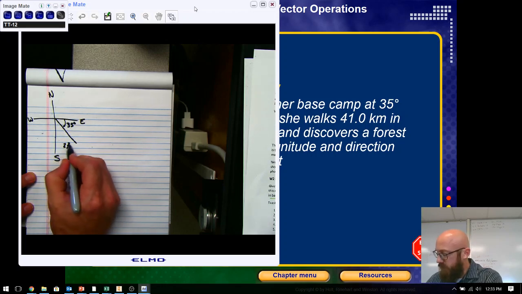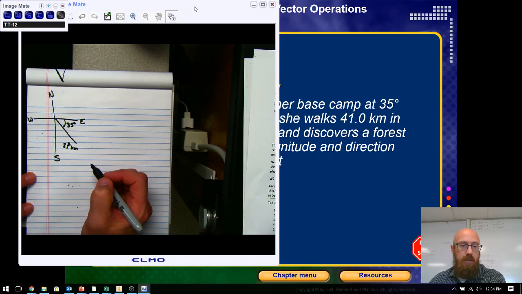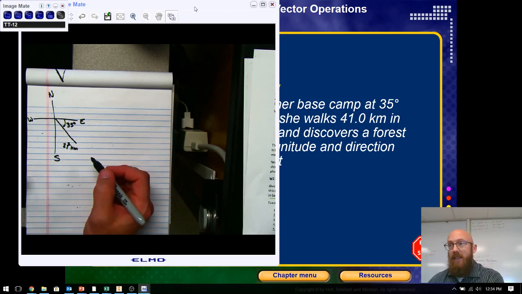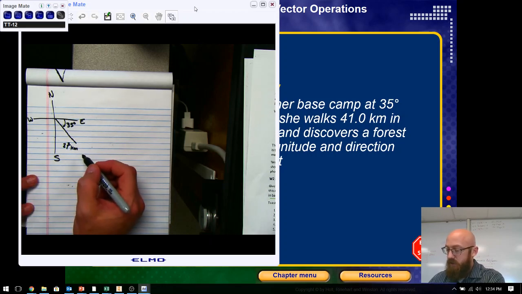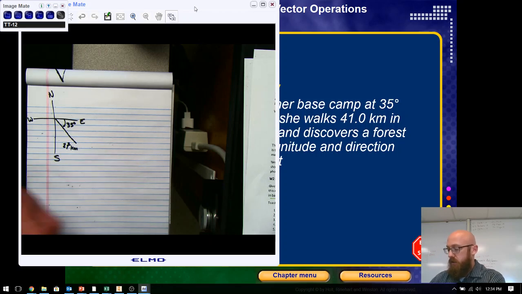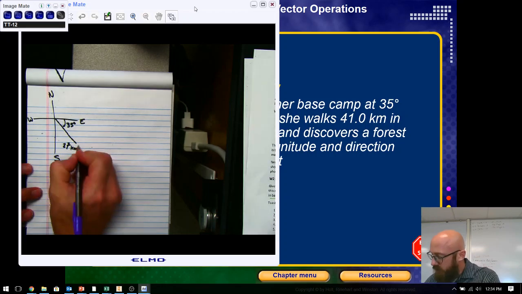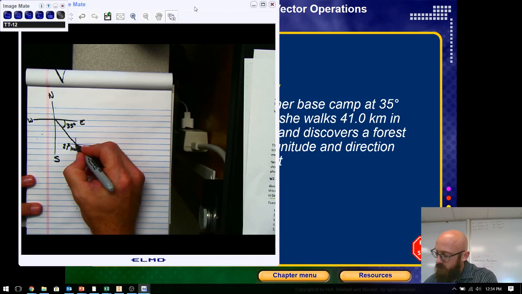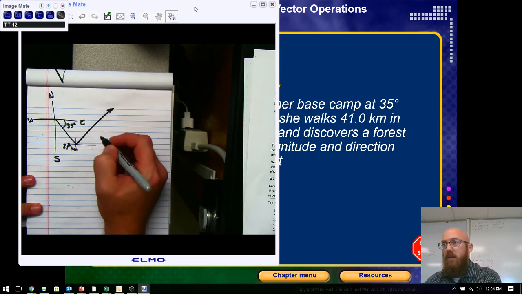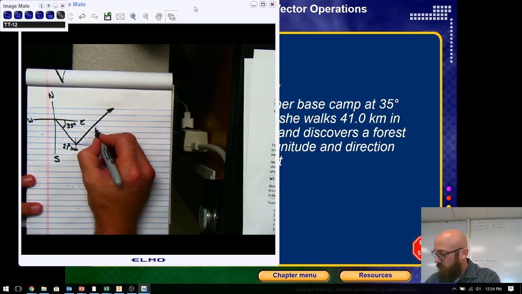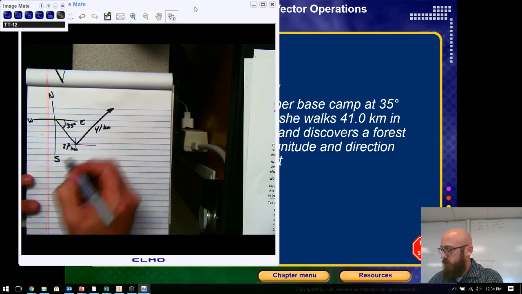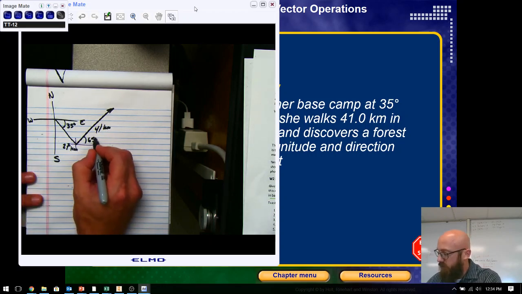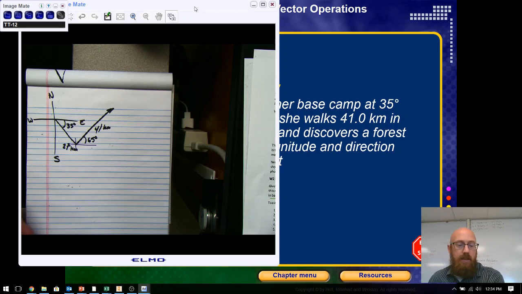So at 35 degrees and 27 kilometers. Then a 65 degrees north of east. I'm going to make a second line here. 65 degrees north of east. And she does 41 kilometers. This is 65 degrees. Can we find the mathematical solution?